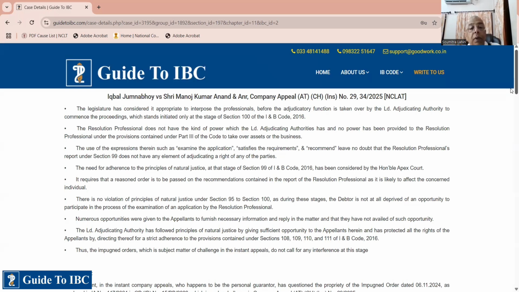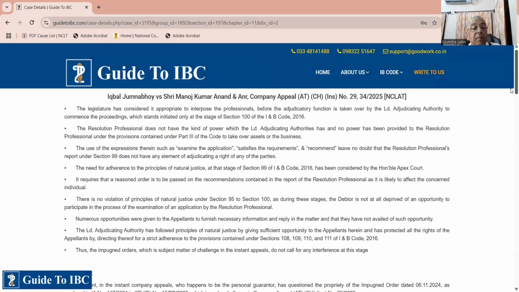The use of expressions therein, such as examine the application, satisfy the requirement, recommend, leaves no doubt that the resolution professional's report under Section 99 does not have any element of significance. The resolution professional does not have any kind of power which the learned adjudicating authority has. No power has been provided to the resolution professional under the provisions contained in Part 3 of the Code to take over the assets or the business. So in insolvency, the RP has no adjudicating power. He is just making a report under Section 99.